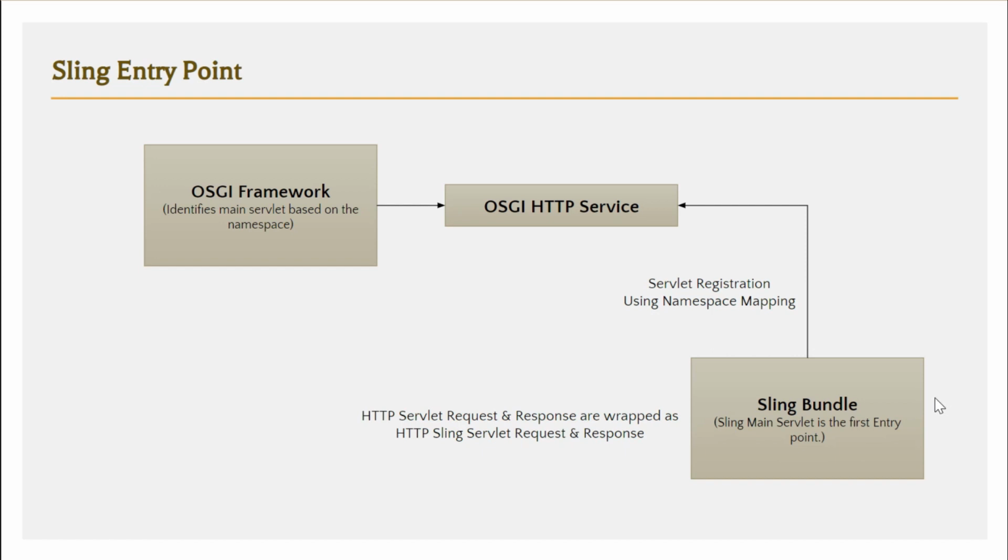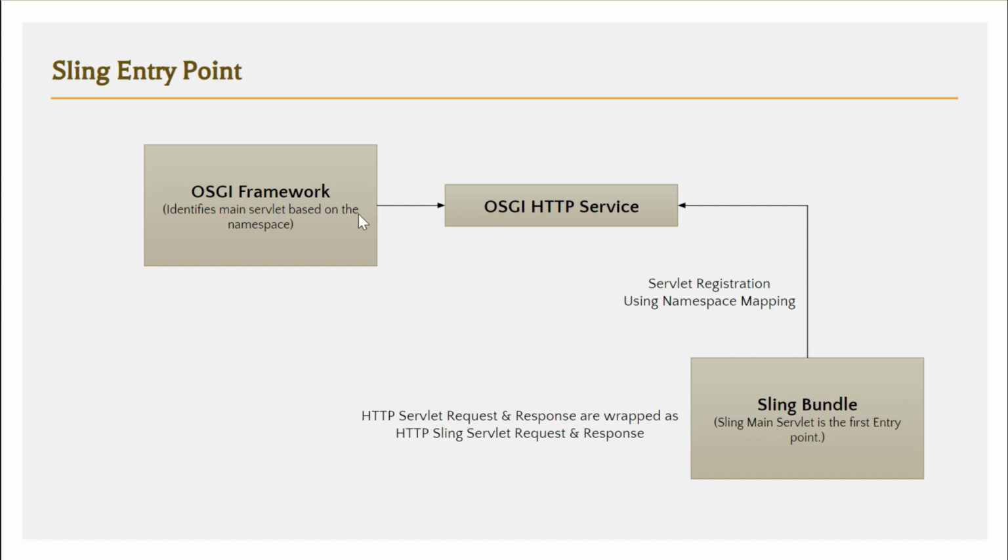Whenever a request comes, the first entry point into Sling will be this Sling main servlet. All this code is written by the Sling team and AEM team. Whenever the request comes in, it hits the OSGI framework, and from there it will see to which existing service it has to pass the request on to. This Sling bundle is already registered with the OSGI service, so it will pass the request on to the Sling main servlet.